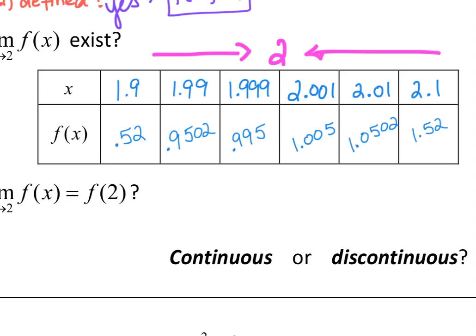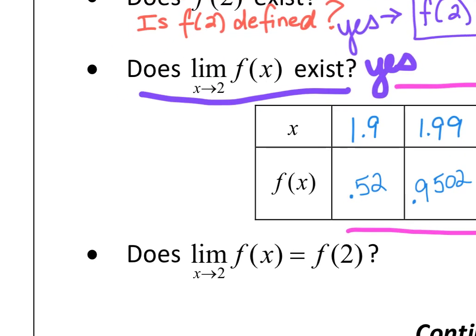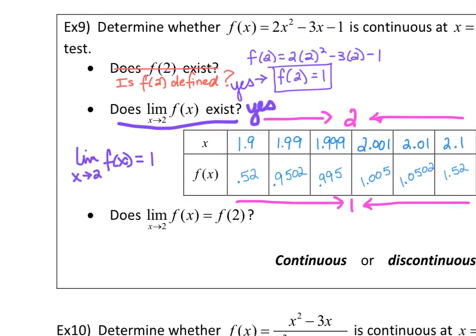So the y values, you can see, as x approaches 2 from the left, the y values approach positive 1, and as x approaches 2 from the right, the y values also approach positive 1. And so we're going to say, yes, the limit exists. And then the other thing that you need to just make a note of is the limit as x approaches 2 of the function equals 1.